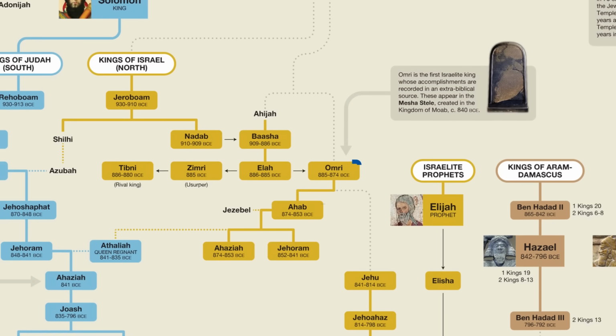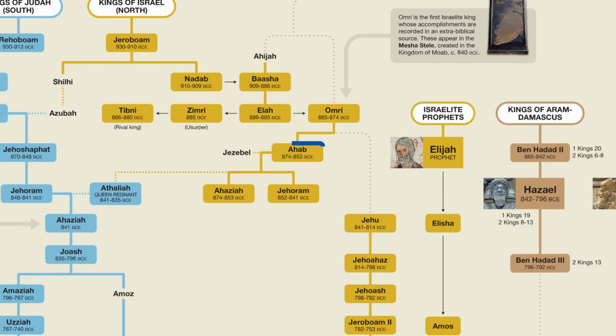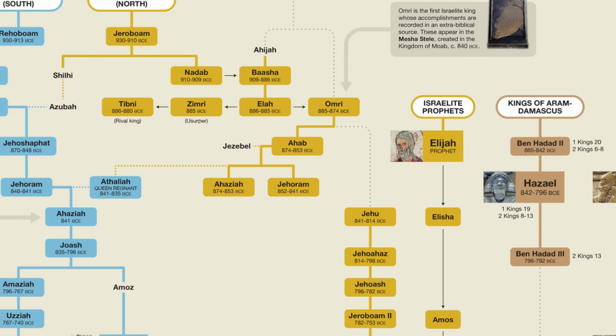Omri is followed by Ahab, who the Bible does have a lot to say about, mostly negative things. His evil deeds are mostly blamed on his wife Jezebel, who is a Phoenician princess. It is during their reign that the prophet Elijah is active. Also around this time, the kingdom of Aram Damascus, in what is today Syria, comes into conflict with Israel. We know about this conflict from both the Bible and from other sources.